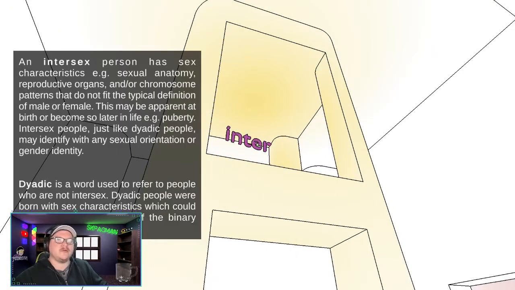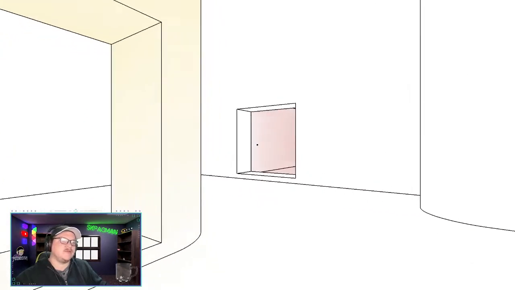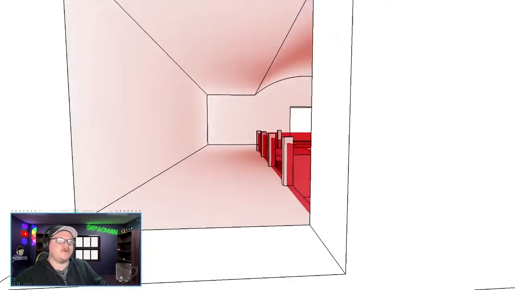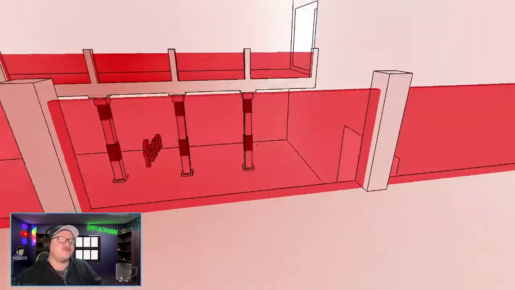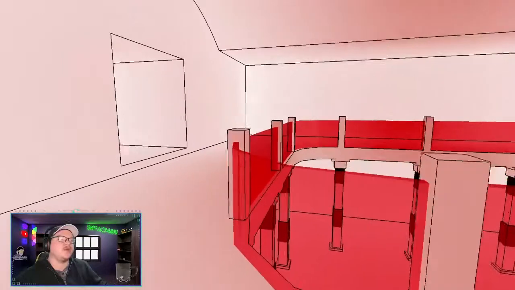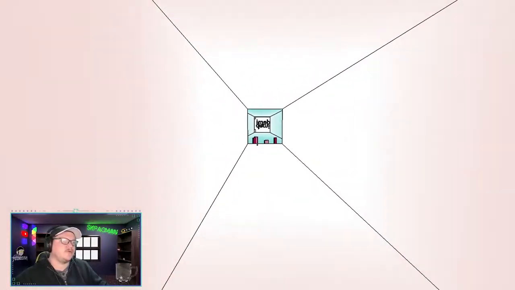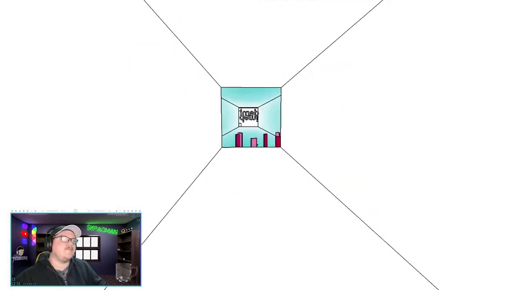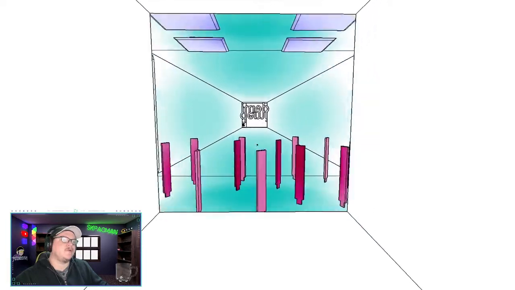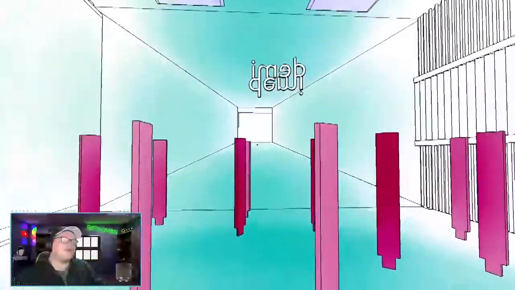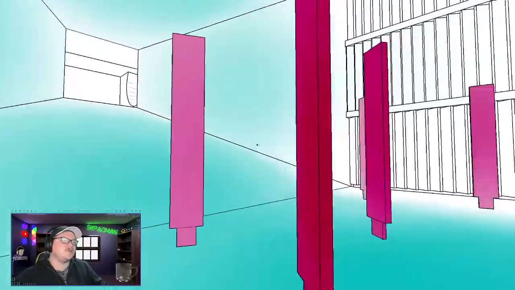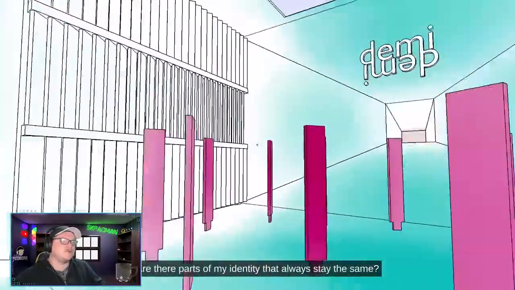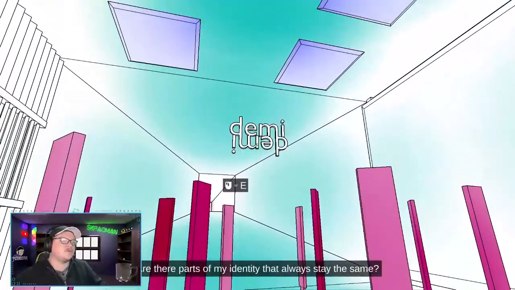Okay. Then, okay, it's the same both directions. Oh, so this is the top of the thing area. Okay. It's this way. Demi. Demisexual. Are there parts of my identity that always stay the same?